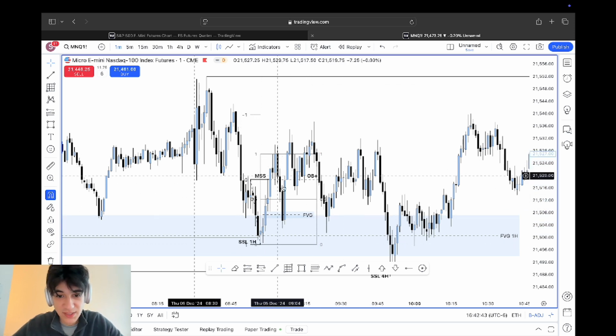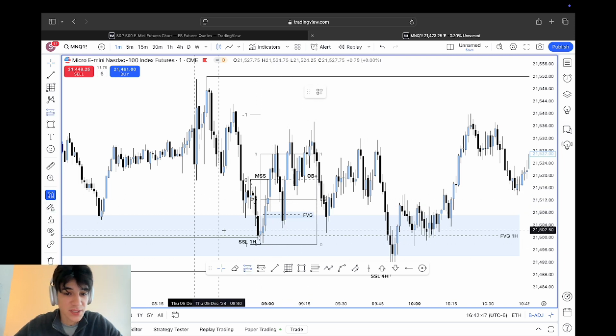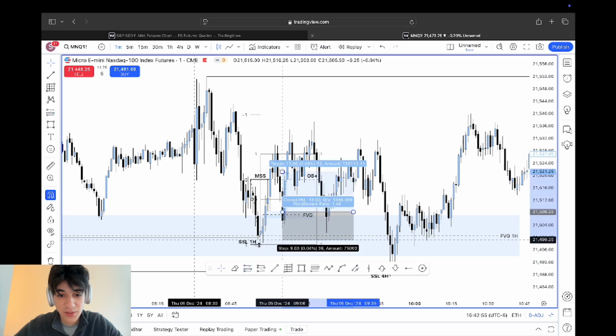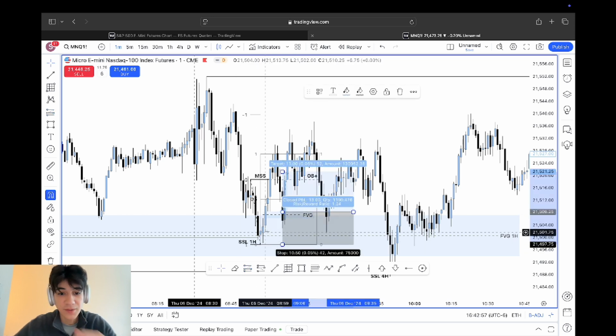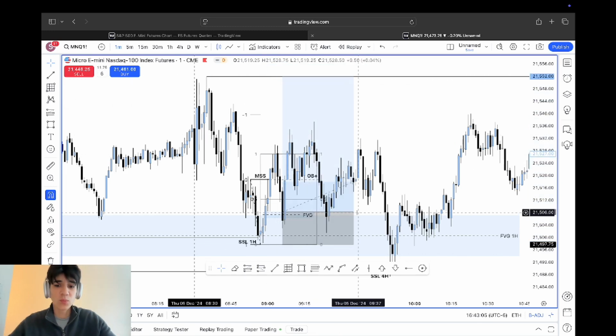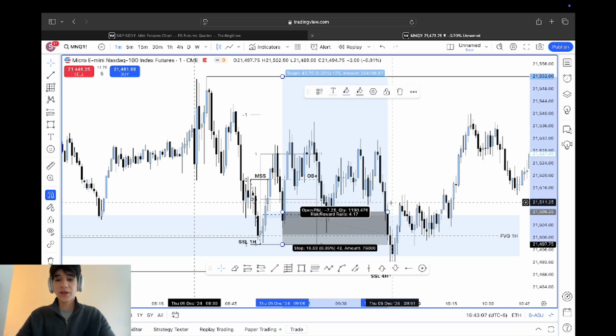So we see that price comes back into equilibrium into this fair value gap, and that's where I actually entered, was on this fair value gap, stop loss underneath this low right here, and then take profit at this high, at a low like 4 RR, pretty good.